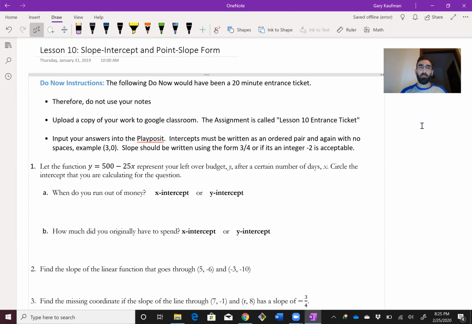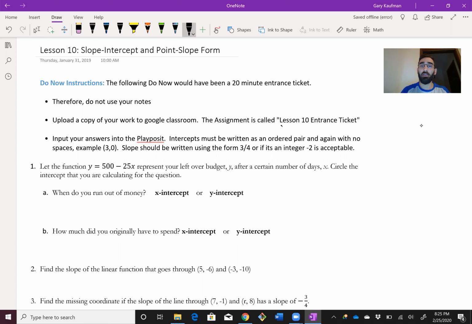Your to-do now is to complete an entrance ticket. Normally this entrance ticket would be given to you in class and you would have 20 minutes to take it. So I want you to do this as if you were in class. Therefore, try to do it without using your notes. When you're done, you're going to upload a copy of your work to Google Classroom. The assignment is called Lesson 10 Entrance Ticket.